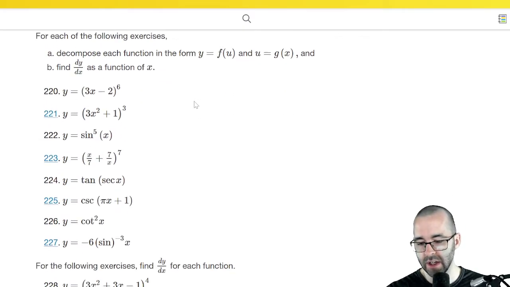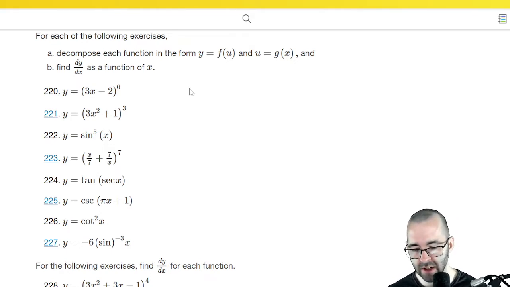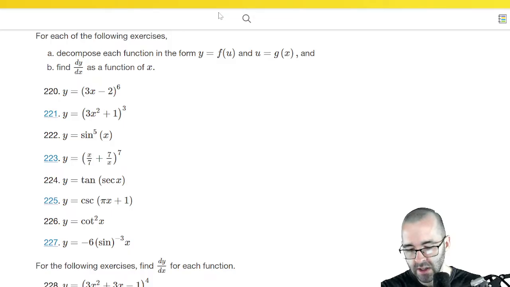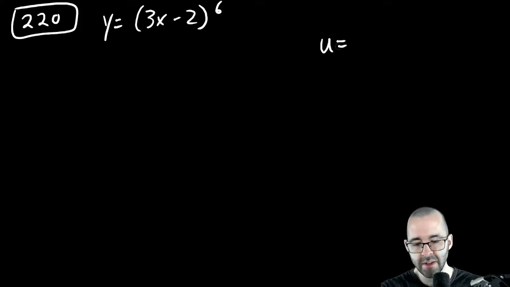All right, 220. So this is basically asking you to set up the red method that we did. Decompose. Oh, just kidding. It's either the red method or the blue method, it looks like. It just wants you to find the derivative either way. Which one am I doing? 220. Y equals (3x minus 2) to the 6th. And it wants you to write it as y is some function of u and u is some function of x. So yeah, that is the blue method still.